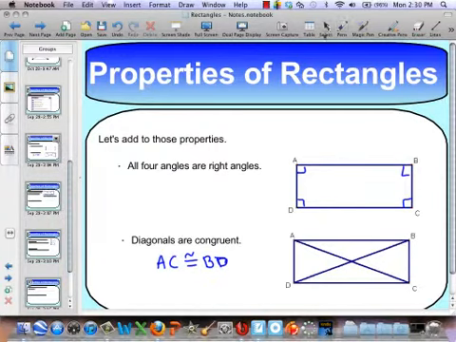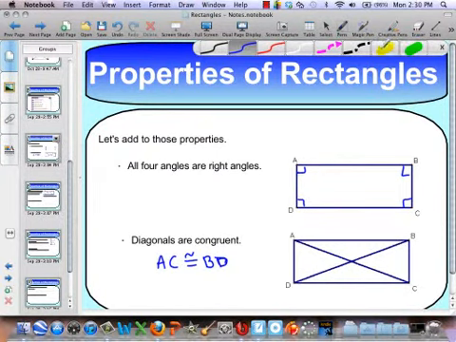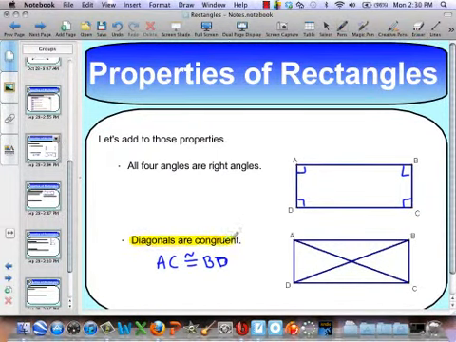In fact, one of your homework questions tonight will be, tell me if A, B, C, and D make a rectangle. The easiest way to do that is to verify that the diagonals are congruent. If you're dealing with coordinates and it asks you, is this a rectangle? All you have to do is see if the diagonals are congruent. If it is, it's a rectangle. If it's not, it's not a rectangle. So this is true if and only if it is a rectangle.